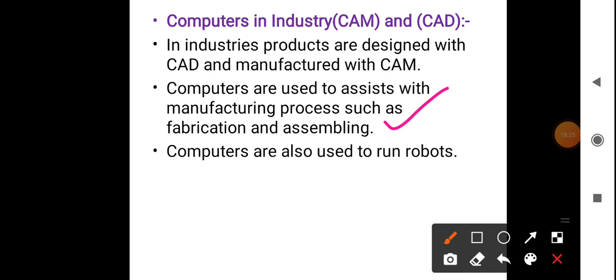Next, computers are also used to run robots. Automatic robot machines will be there, so to run those robot machines also, we are going to use computers.